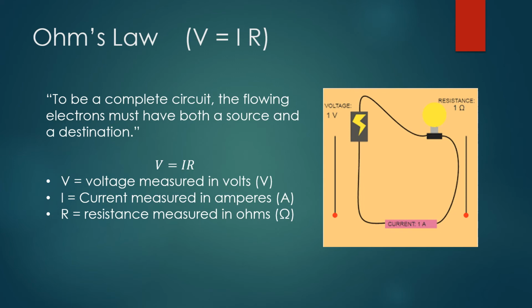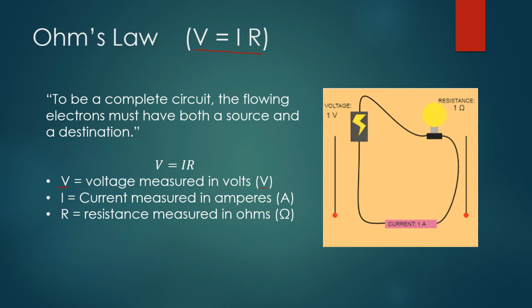So to calculate any of these three variables that we just talked about, we're going to be using what we call Ohm's law. In order to have a complete circuit, we need voltage, current, and a resistor. So that's where this equation comes from. V is equal to IR. V is the voltage from the battery source. It's measured in volts, so that's kind of an easy one to remember.